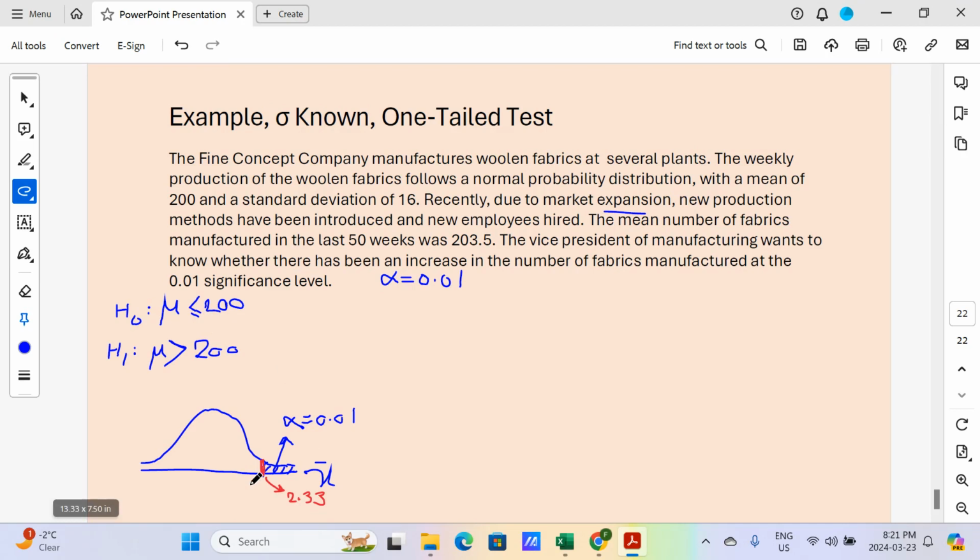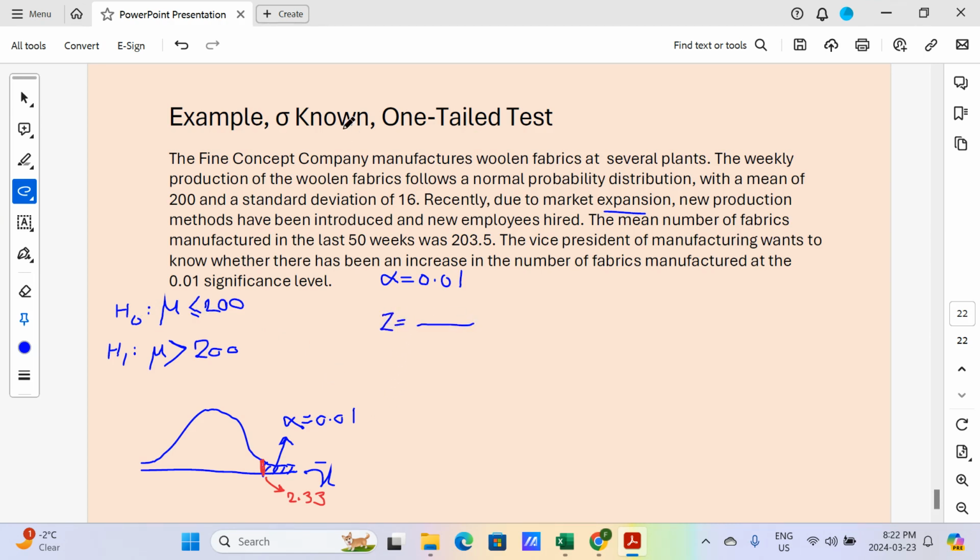But what happens if the Z value doesn't fall in the tail? If the Z value doesn't fall in the rejection region, for example, if it falls here on the left side of the cutoff point, then we don't reject H0. It means that there is no increase in the number of fabrics, because H0 says mu is less than 200. Okay, let's go and find the Z value.